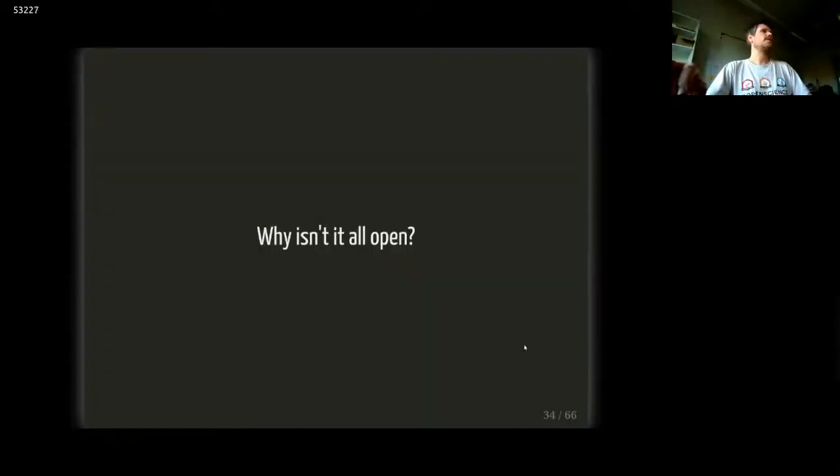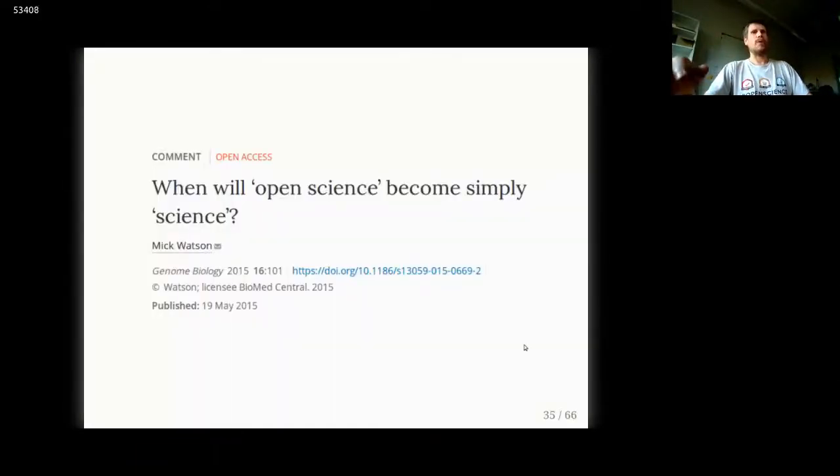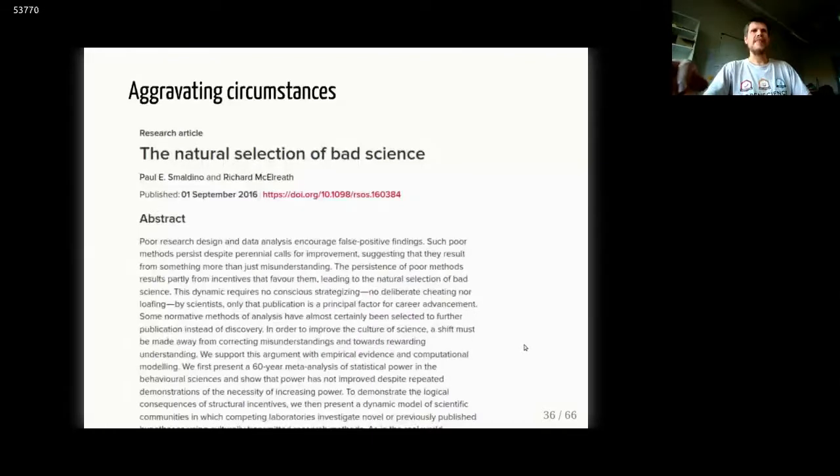So now you might wonder, well, why is it not all open, right? Or in other words, when will open science become just science? If we don't say open science, does it mean that it's closed science? And there are aggravating circumstances.